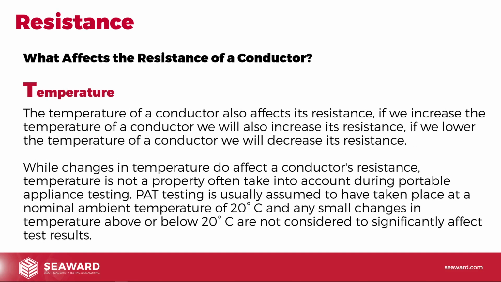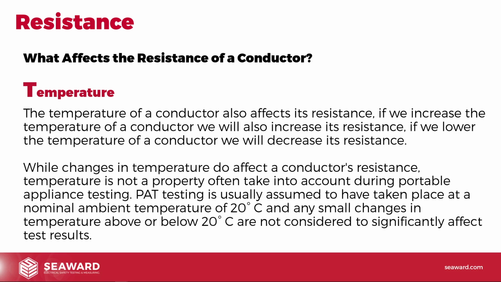Now, the final part of MALT, M-A-L-T, is temperature. The temperature of a conductor also affects its resistance. If we increase the temperature of a conductor, so the cable gets hotter, we also increase its resistance. If we lower the temperature of a conductor, we decrease the resistance. So hot cables have higher resistance, colder cables have a lower resistance.